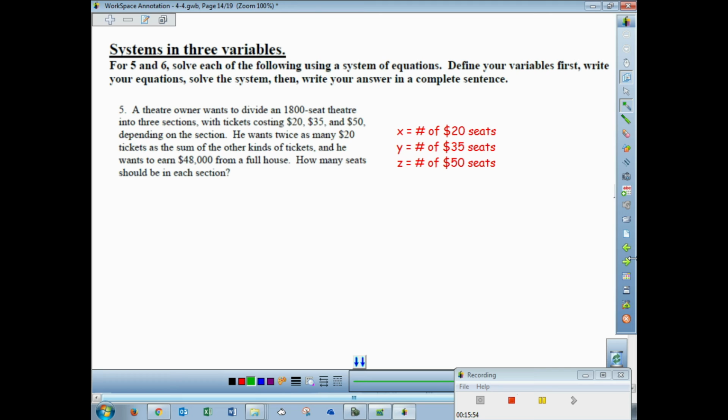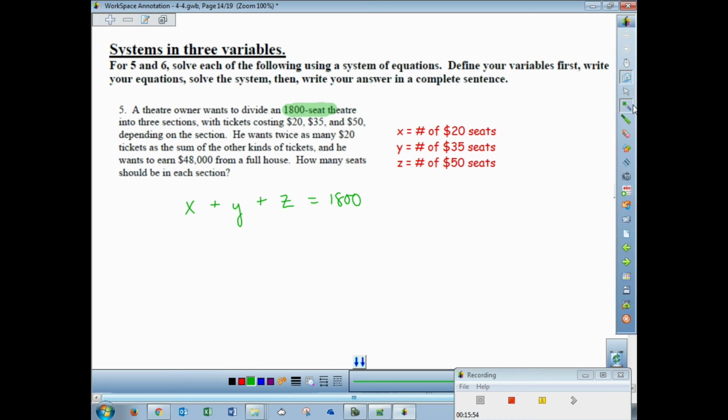So let's write our equations now. There should be 3 different equations because we're going to need a 3 by 4 matrix to get this solved. Let's read from the start and see what we got. 1,800 seat theater. Here's all my seats: I've got $20 seats, $35 seats, and $50 seats, and these are the number of them. So, all the $20 seats, all the $35 seats, and all the $50 seats, please cross your Z's, should be 1,800 seats.